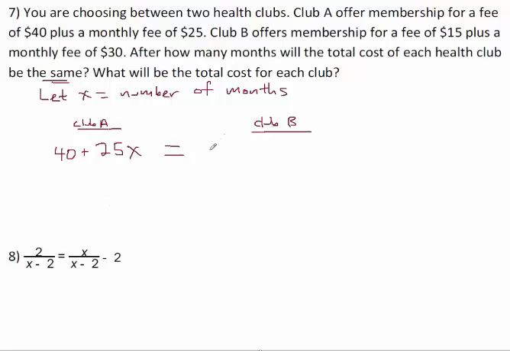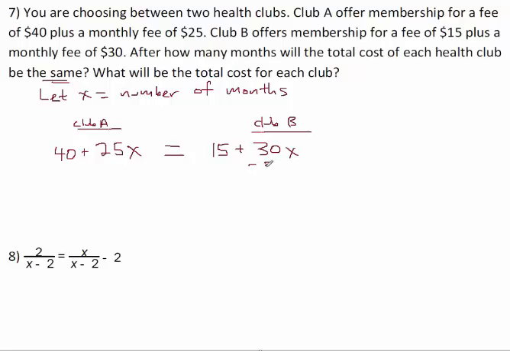Club B starts with 15 and adds how much for each month? 30. So it's 30 times x. You see why that works? Because x is the number of months. So it's 25 times the number of months for Club A, and 30 times the number of months for Club B. Once you have that, now it's a very simple equation to solve.